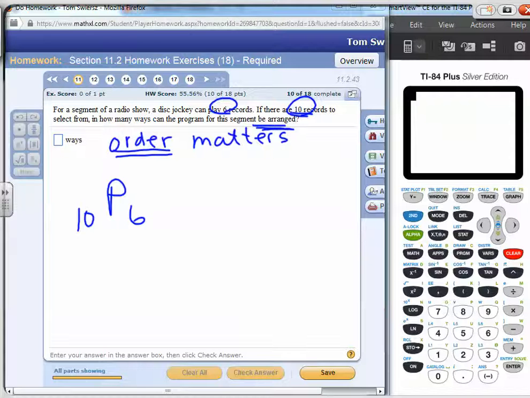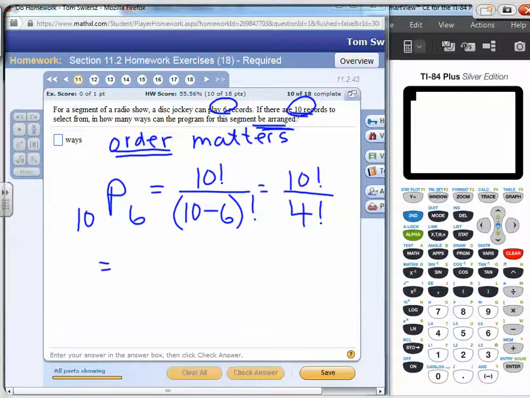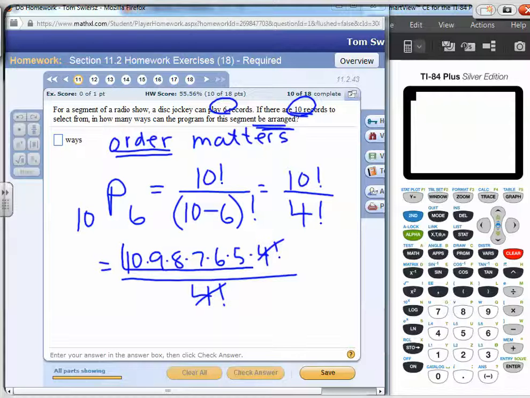So again, we could go ahead and use pencil and paper, or use our calculator. The formula is the number on the left, 10 factorial, and then take 10 minus 6, a number on the right, factorial, which will be 10 factorial over 4 factorial, which is 10 times 9 times 8 times 7 times 6 times 5 times 4 factorial. And then the 4 factorials are both in the numerator and denominator. They cancel, so our answer is going to be 10 times 9 times 8 times 7 times 6 times 5. However, again, you can use your calculator.